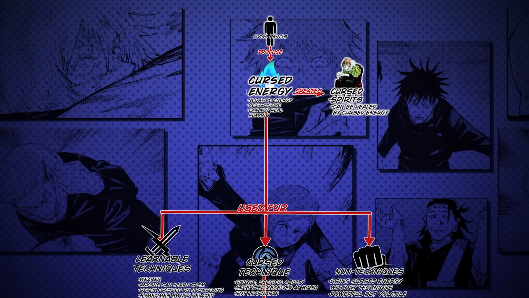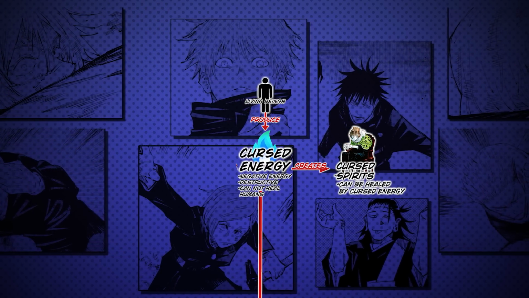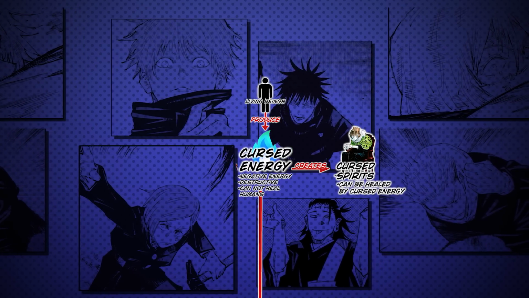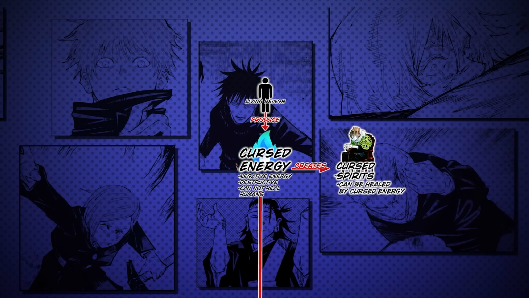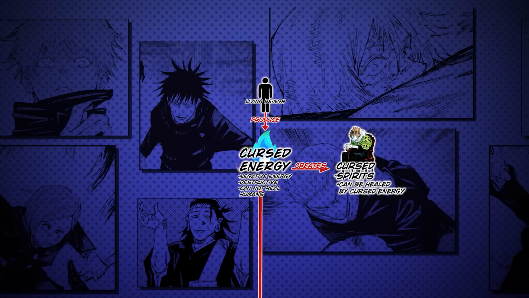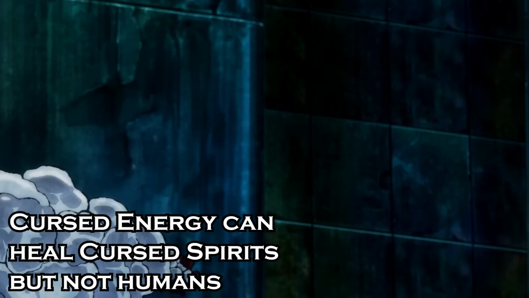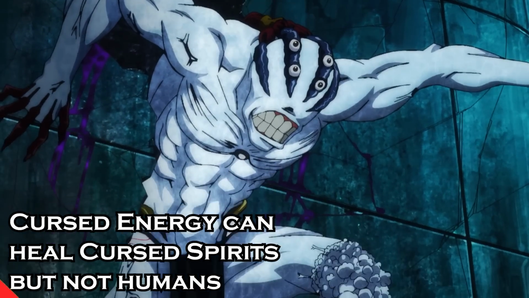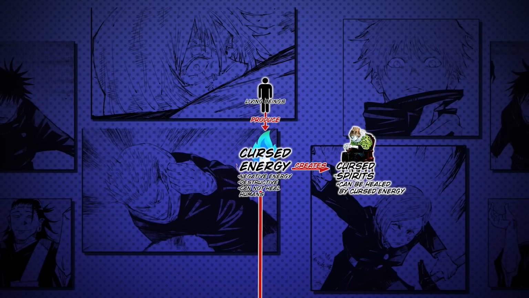If we go back up the tree, back up to the cursed energy point, then you may have noticed that I called cursed energy a negative energy. And that is because that's what it is. It is produced from negative emotions, and because of that, it is inherently destructive, which is good if you want to fight people. However, cursed energy cannot be used for healing, at least not on humans. It can heal cursed spirits because they're literally made out of that stuff, so to them it doesn't make a difference. But to a human, cursed energy is only destructive and cannot heal their wounds.